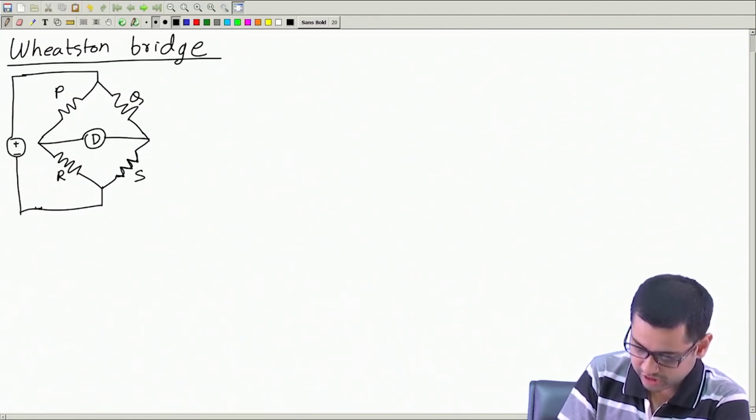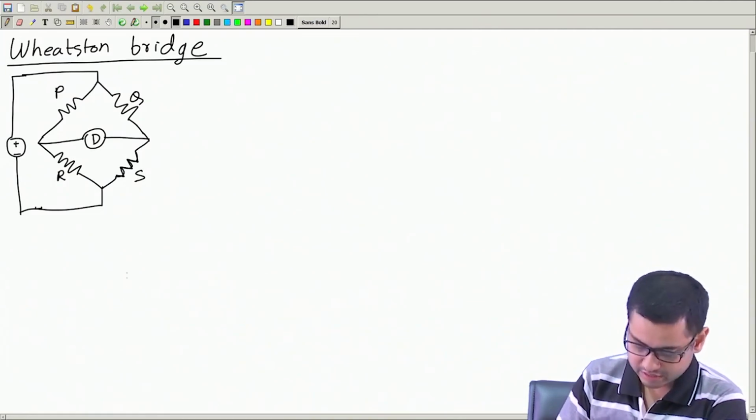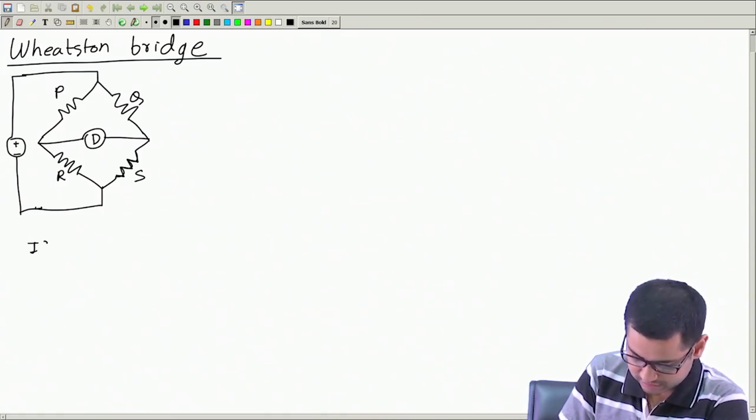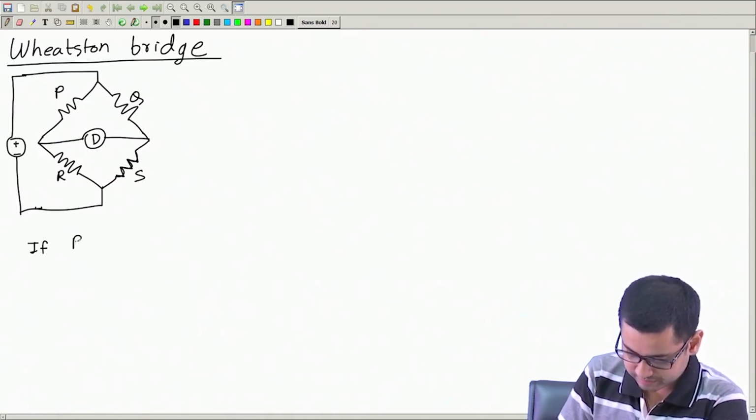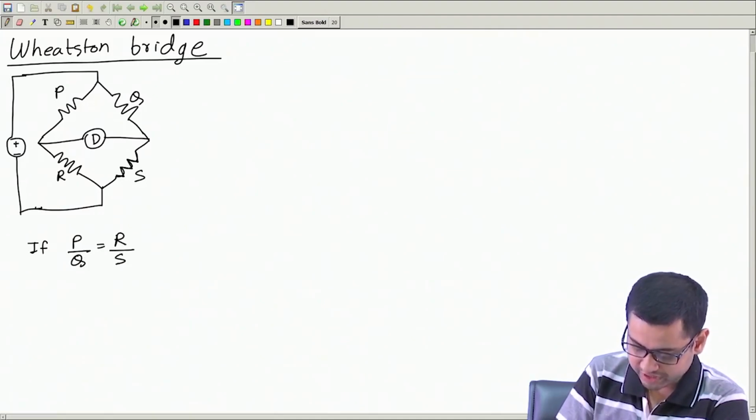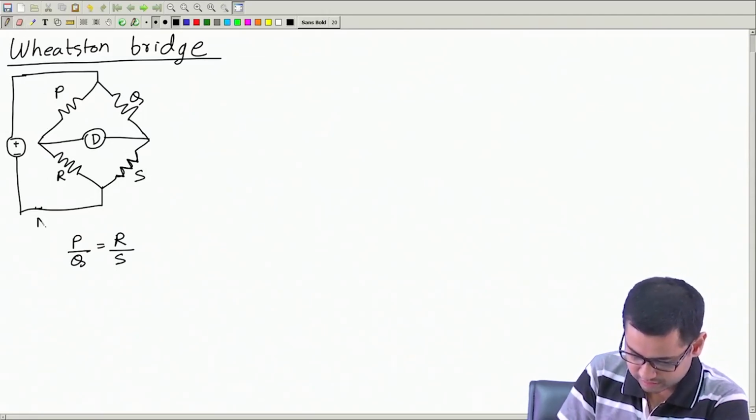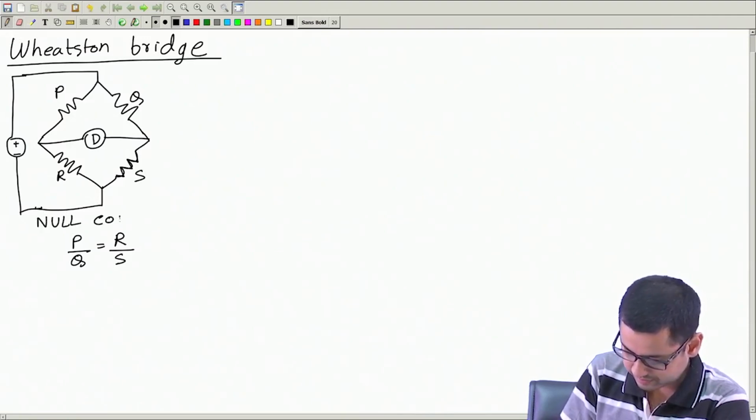D across the other two terminals, and then you know that if the ratio of P by Q is the same as R by S, then the potential at this point and at this point will be the same. So, no current will flow through the detector. That is called the null condition.